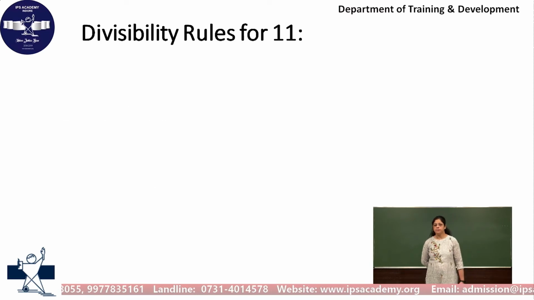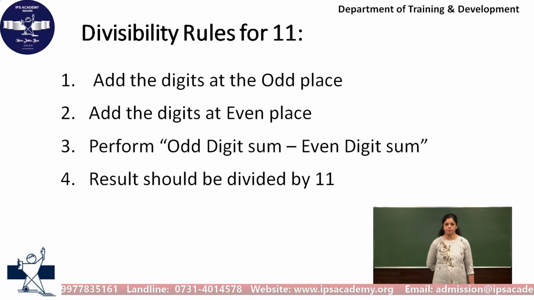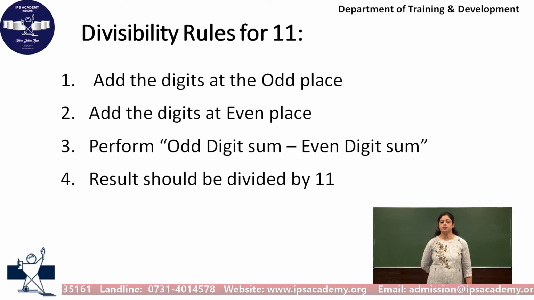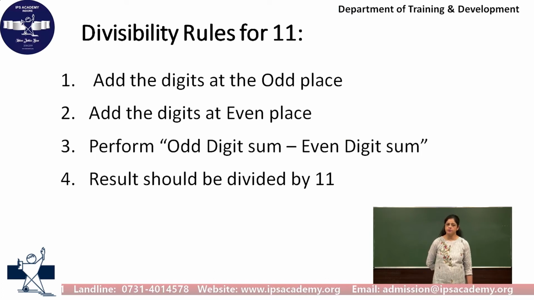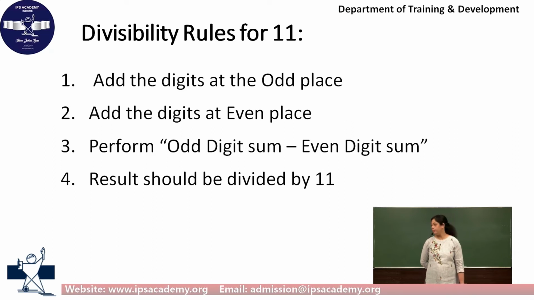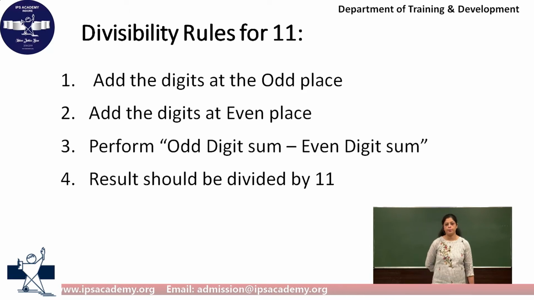Then comes the divisibility rule for 11. Add the digits at the odd places, add the digits at the even places, perform odd digit sum minus even digit sum, and the result should be divided by 11. Right? Now what do we do whenever a number is given and you are asked to find if the number is divisible by 11?